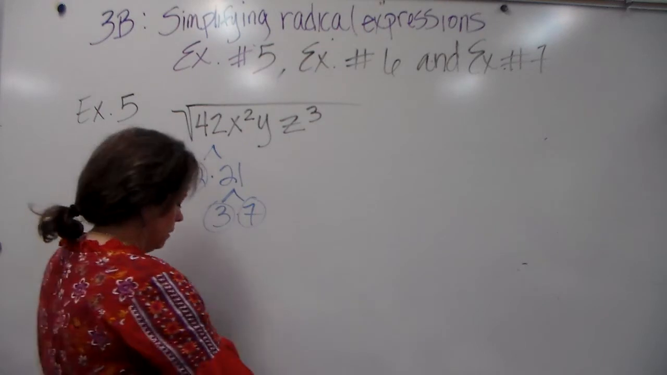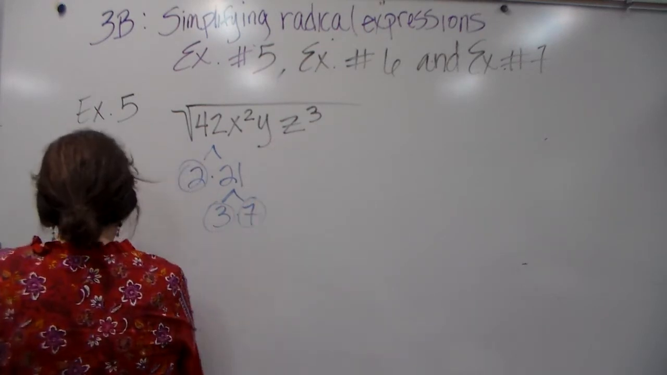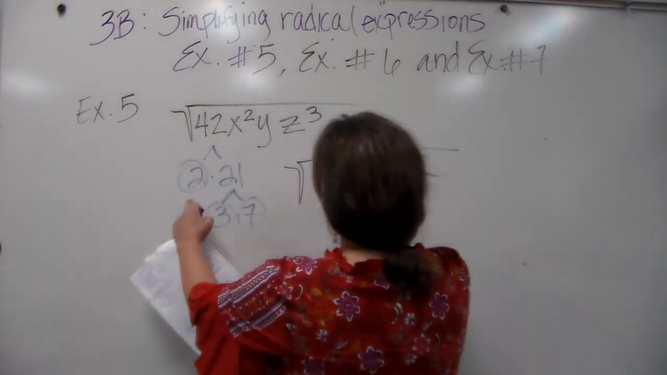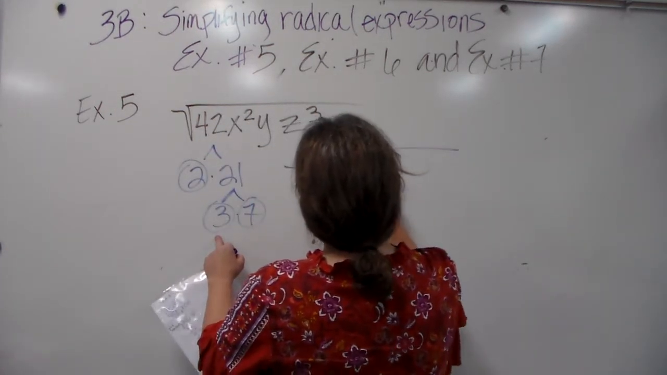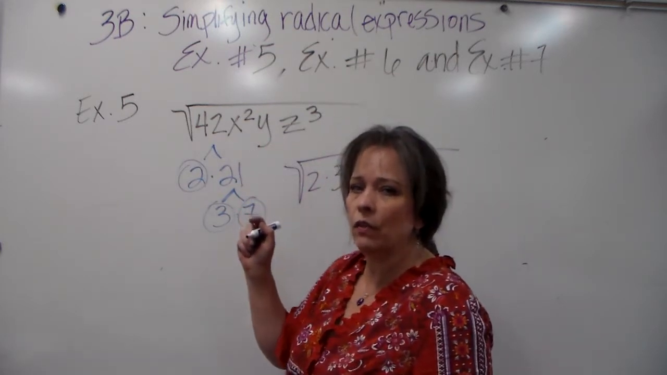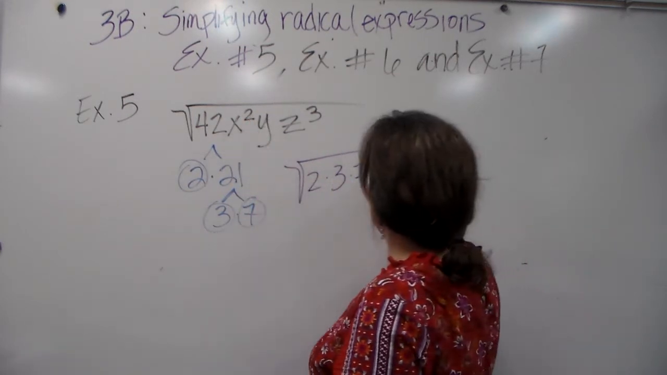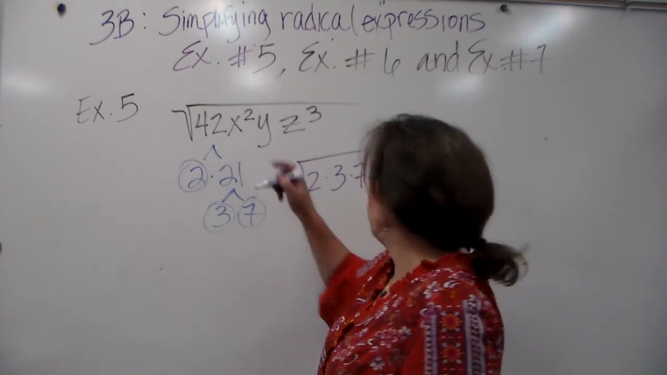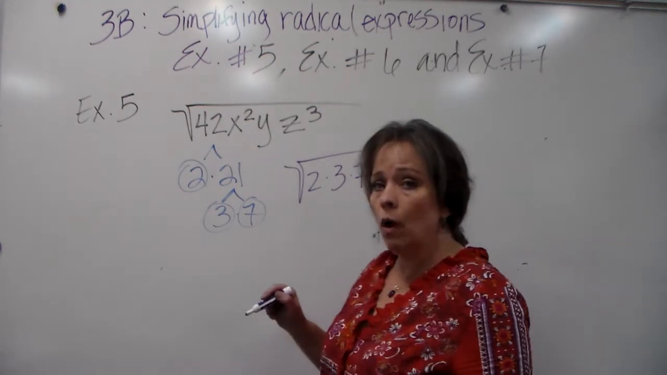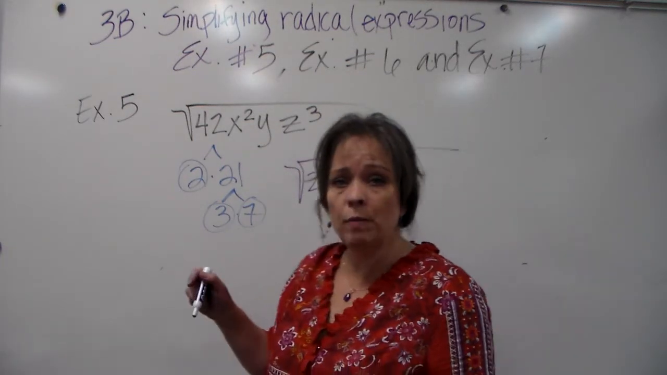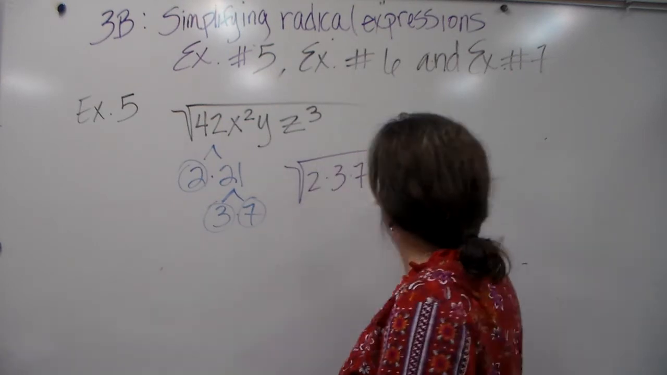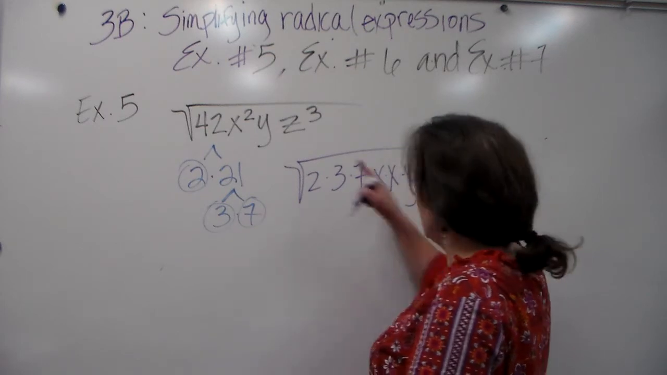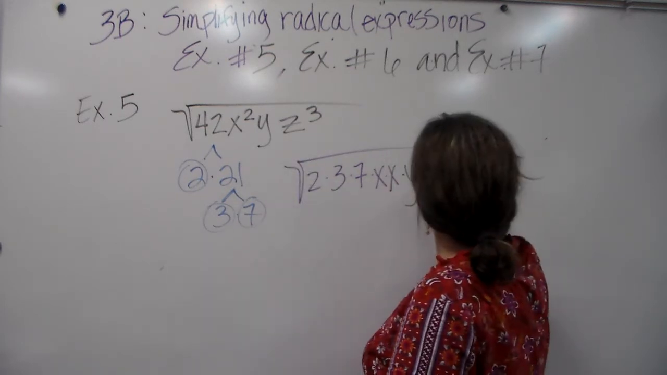When we write this in its prime factors, we're going to get 2 times 3 times 7, and now let's stretch out those variables. We know x squared is the same as x times x. We just have an exponent of 1 on our y, so just the one y. Z cubed means z times z times z, right? The exponent is the number of times we're multiplying z by itself.